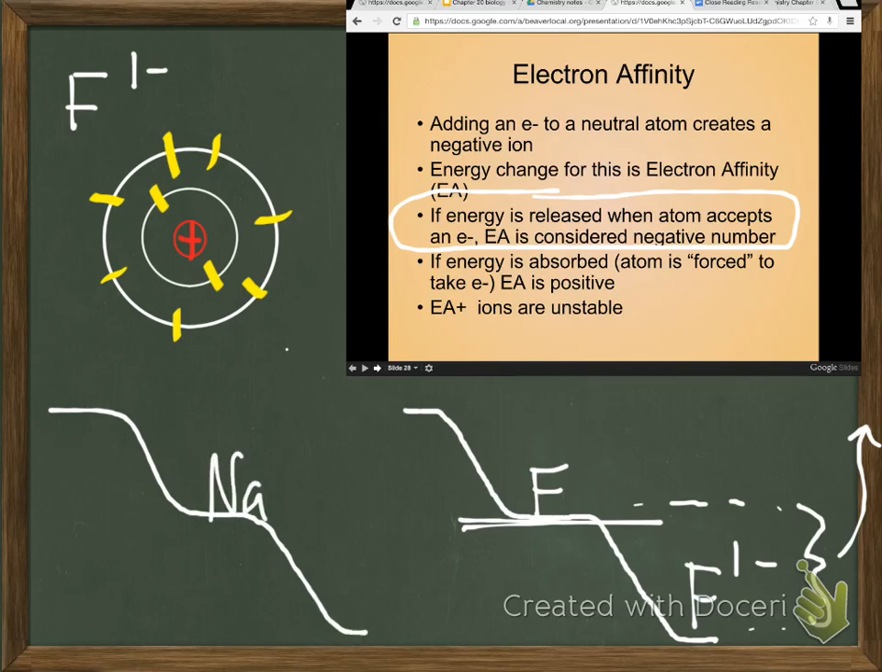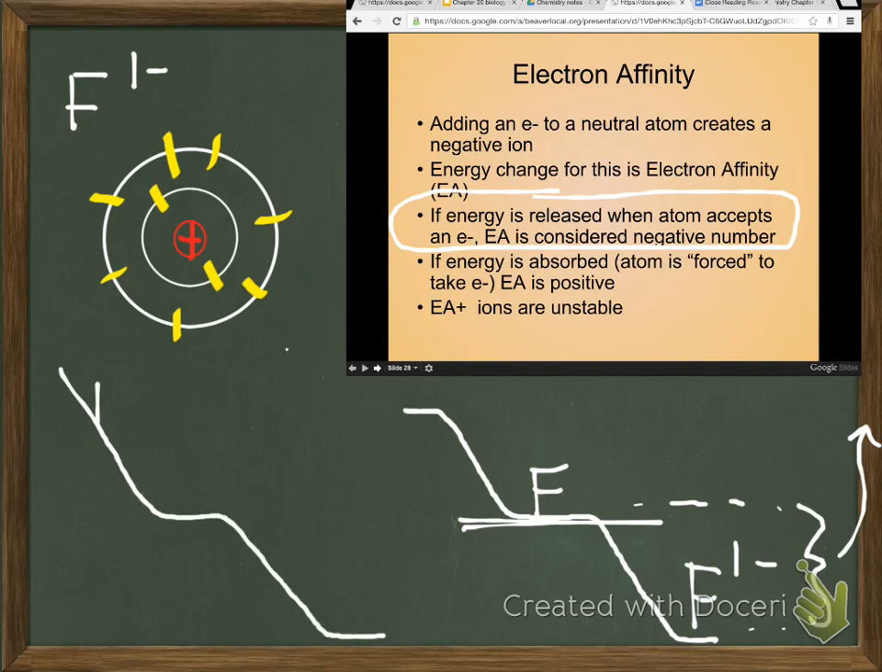So here's our sodium. If we forced an electron onto sodium and we made this sodium 1 minus, we're basically taking a rock or a sled or whatever and shoving it up the hill. And can we get it to stay there? As long as we hold it. What happens the second you let go? You better get out of the way because the rock's coming right down at you.